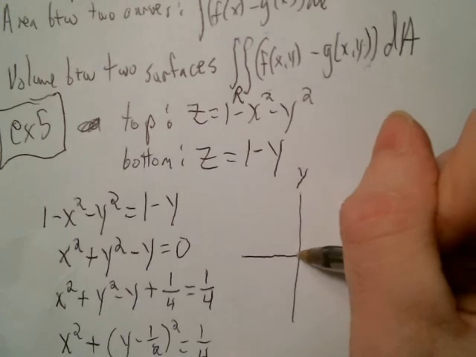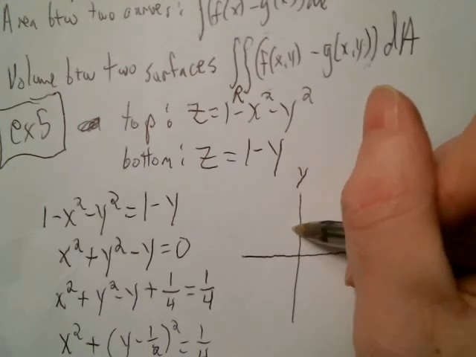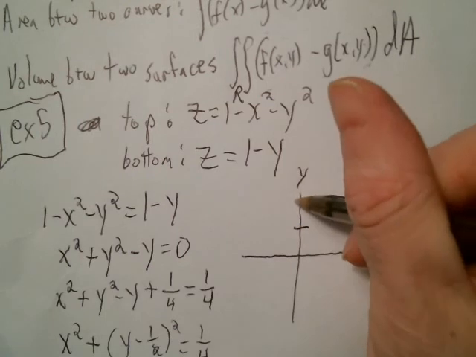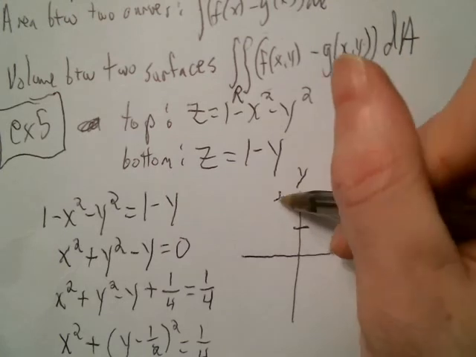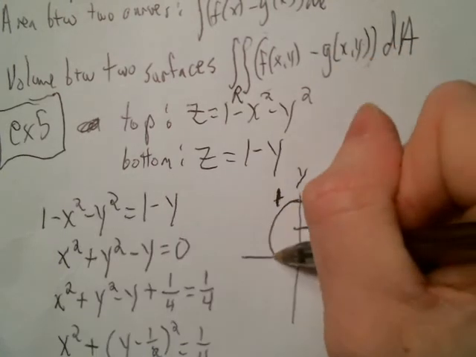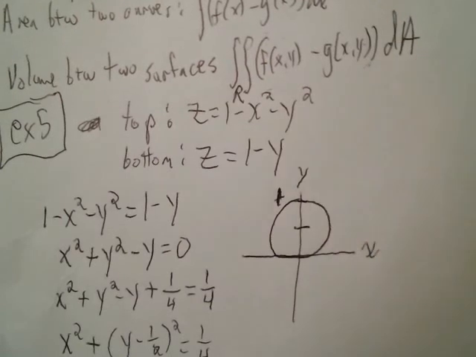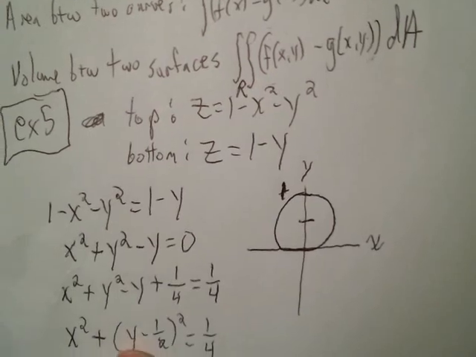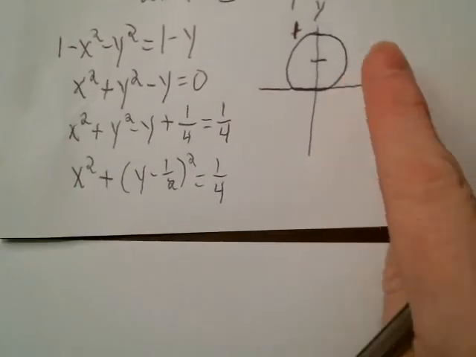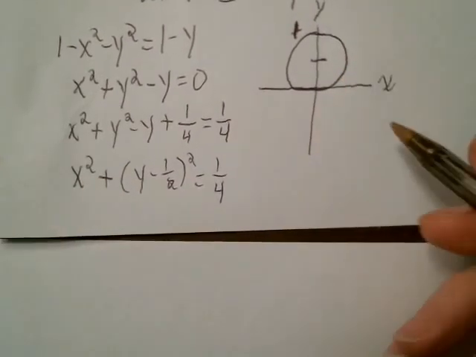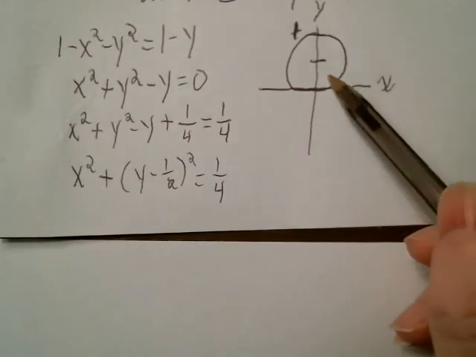It'll be a circle where the center is at 0, 1/2, and then it goes up to 1, so it'll be a circle of radius 1/2. Yeah, it'll look like that. Okay, we want to then integrate over that region, and that tells us how to set up the limits on our integrals.